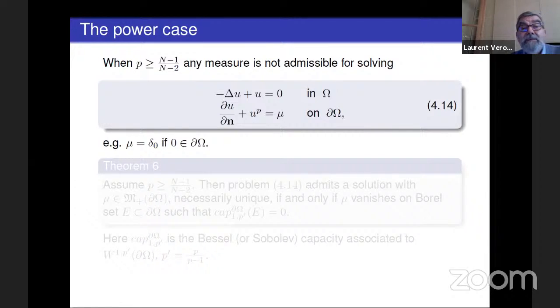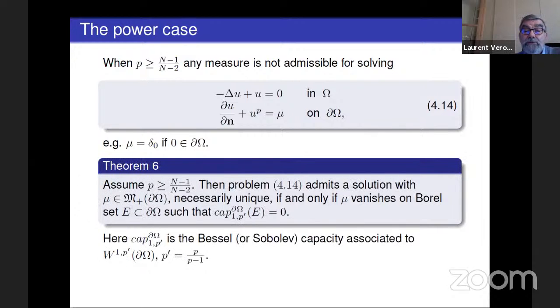Okay, a word on the case where the measure is not admissible. That means you can take any measure. In that case, the question is usually that you have to take a measure which is not too concentrated. For example, if p is bigger than (n+1)/(n−1)... you know that you cannot solve the problem with a Dirac mass because it is too concentrated. So you have to take a measure which is a little more diffuse, and diffuse with respect to a capacity.